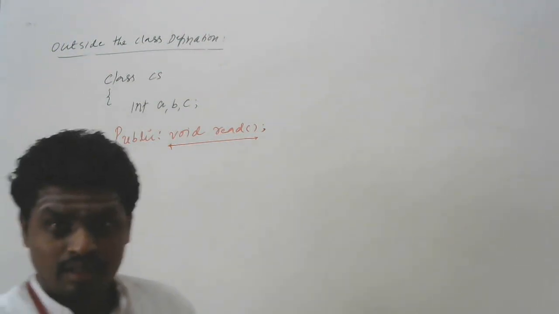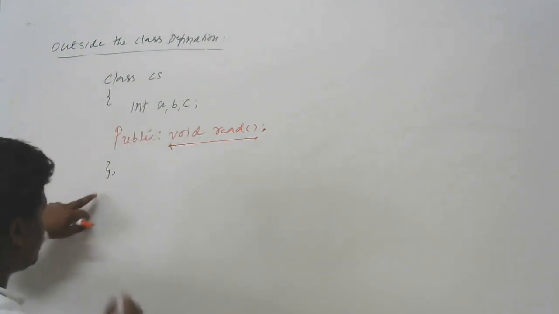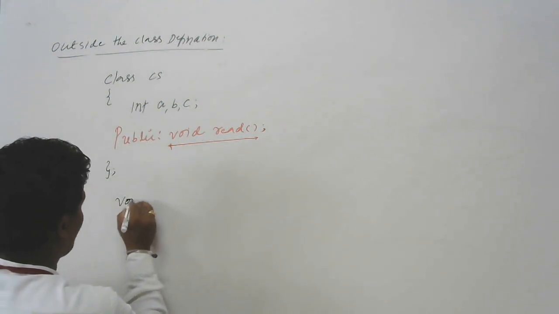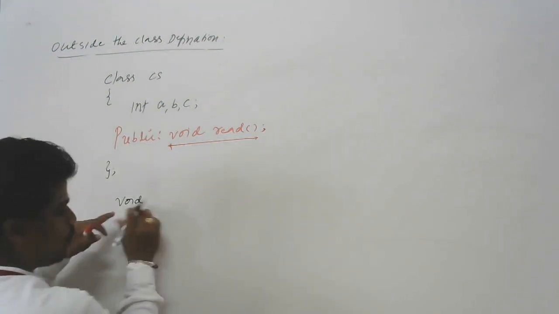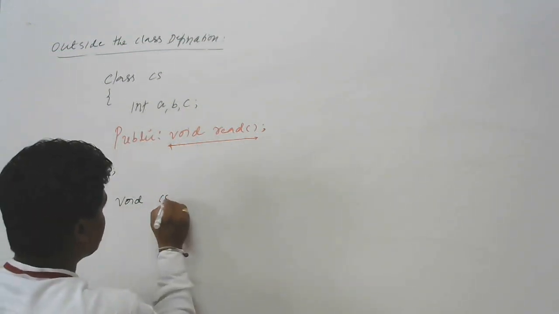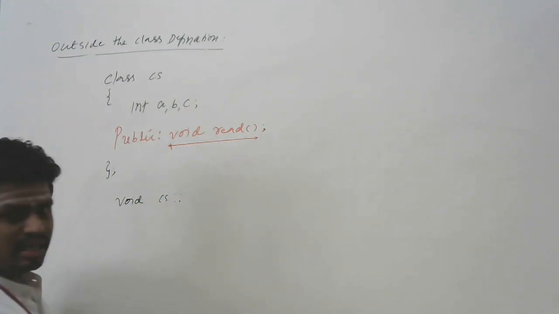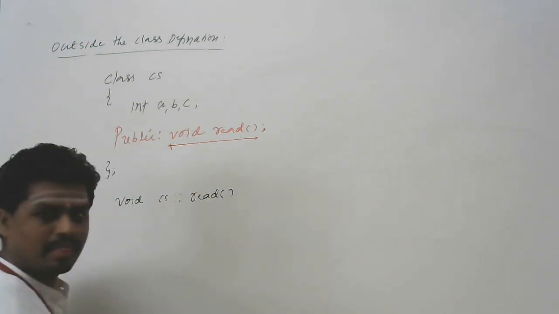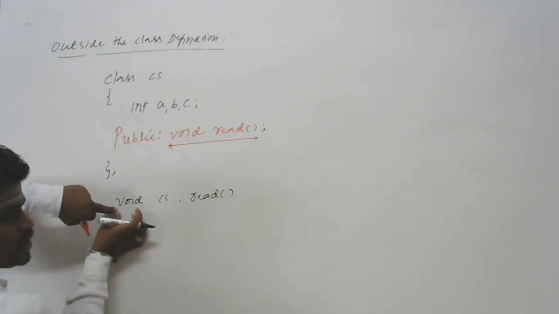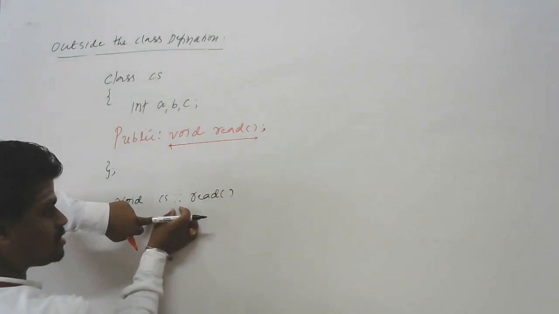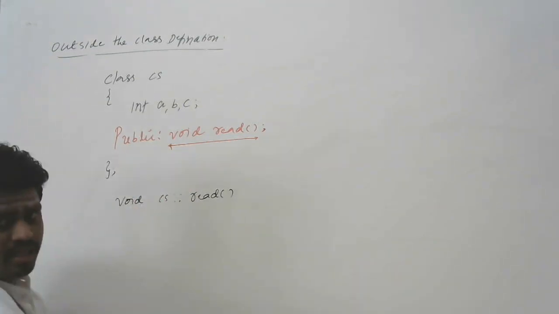Then the syntax we have seen, right? First there is the return type. I don't want to return anything, so void. What is the name of the class? CS. What is the name of the function? Read. Return type is void, the class name is CS, then the scope resolution operator as usual, and the name of the function is read.